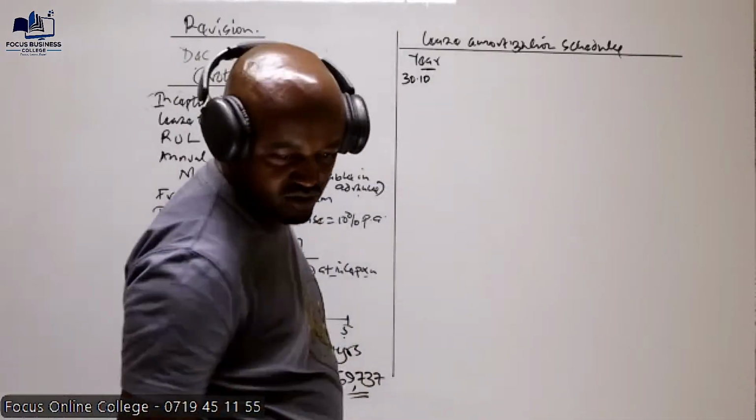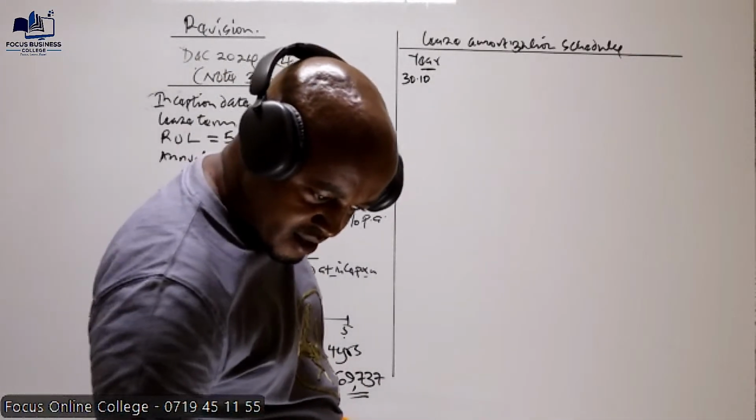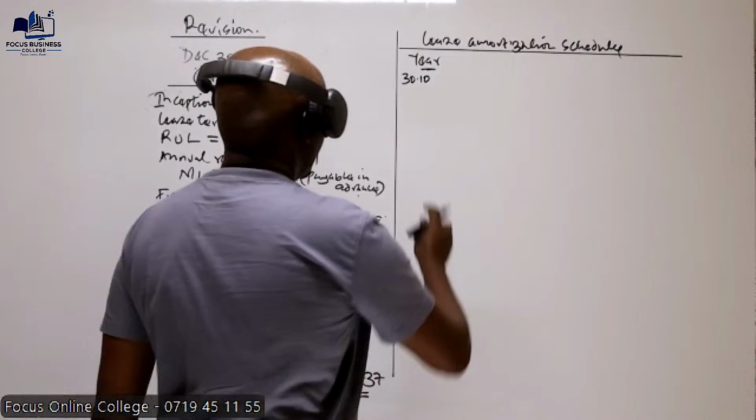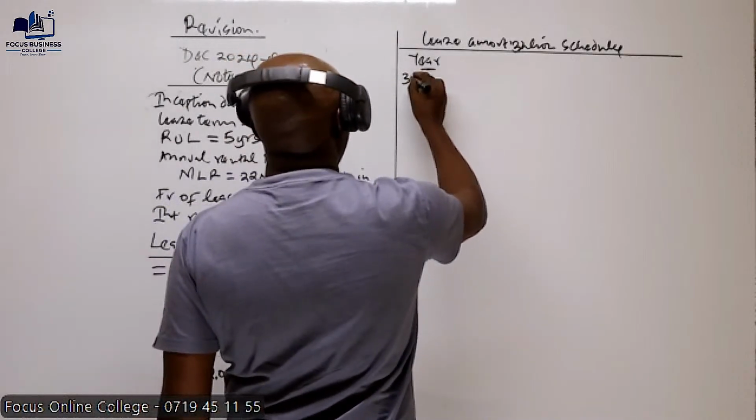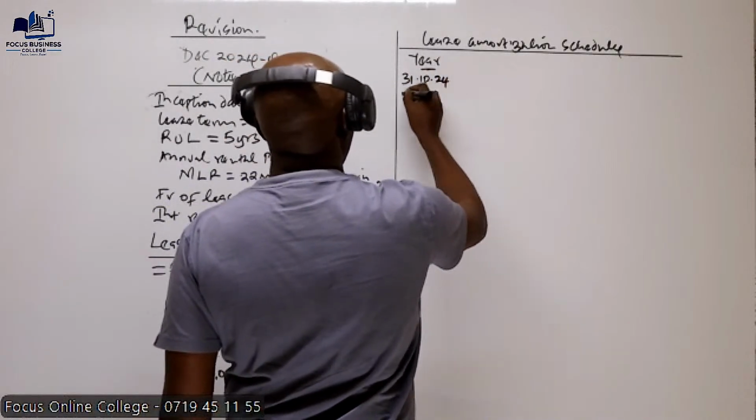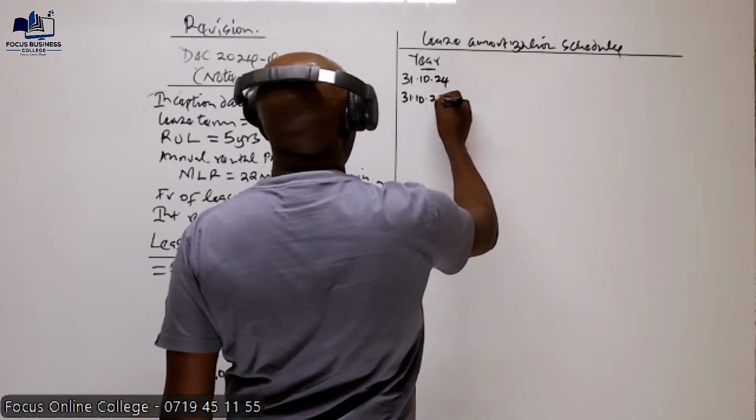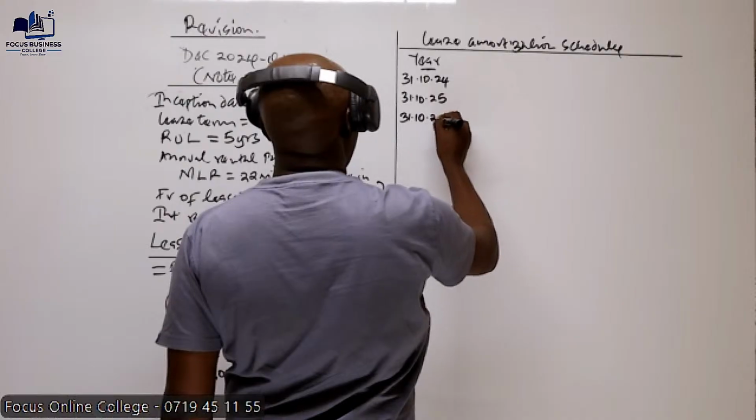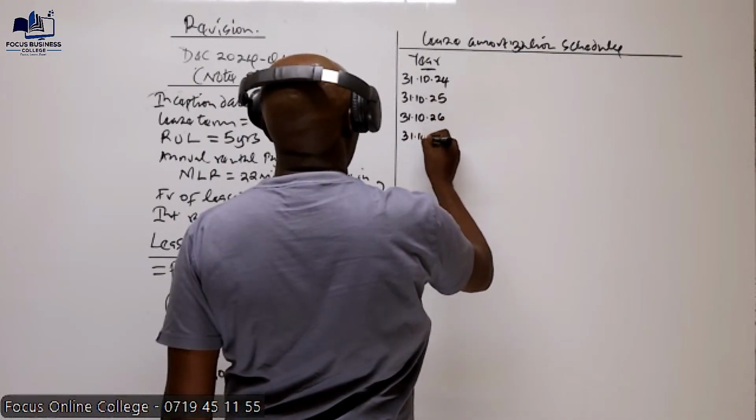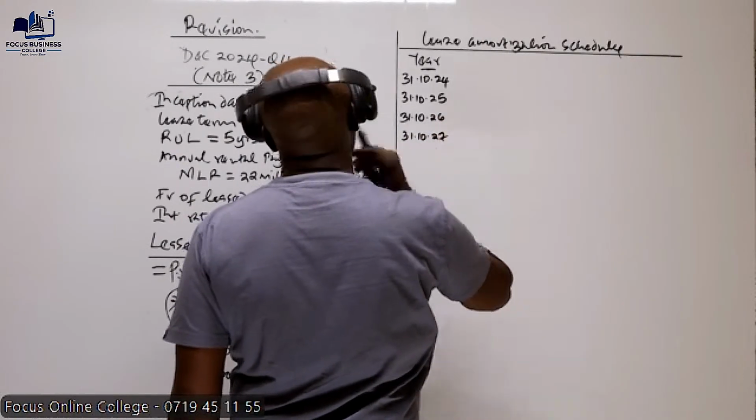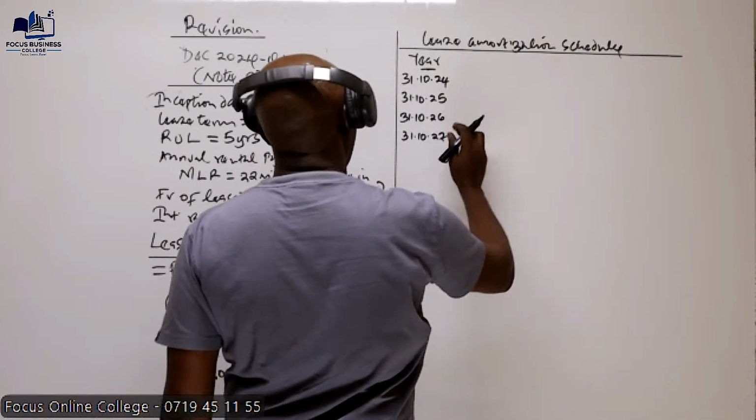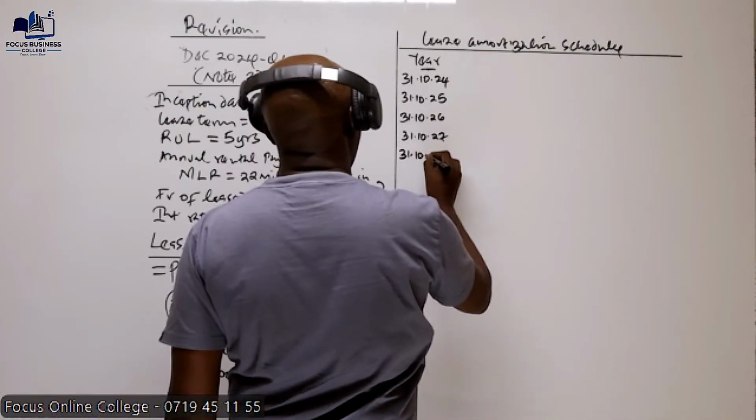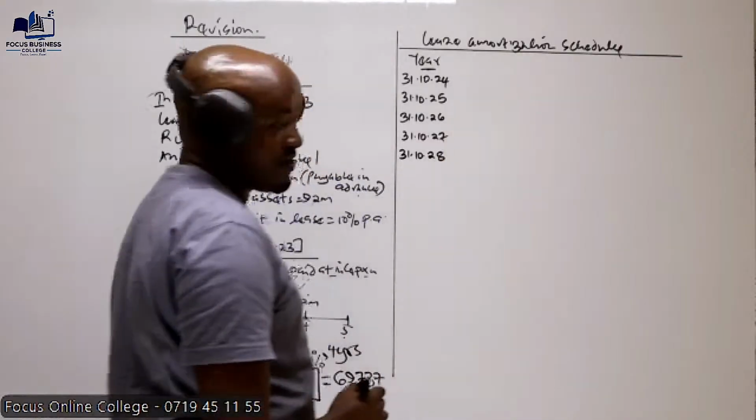So actually it should be the date when the financial year of this company was coming to an end, that should be 31st of October 2024. The other year, 31st of October 2025. The other one, 31st of October 2026. 31st of October 2027. 5 years. Year 1, year 2, year 3, year 4, and year 5. So those are 5 years.